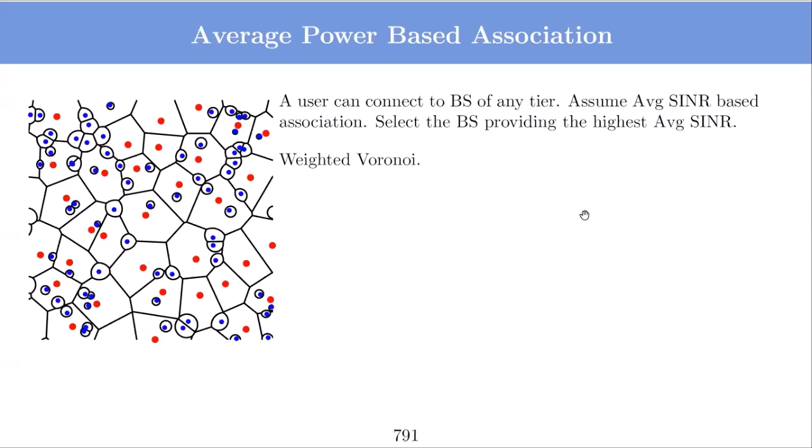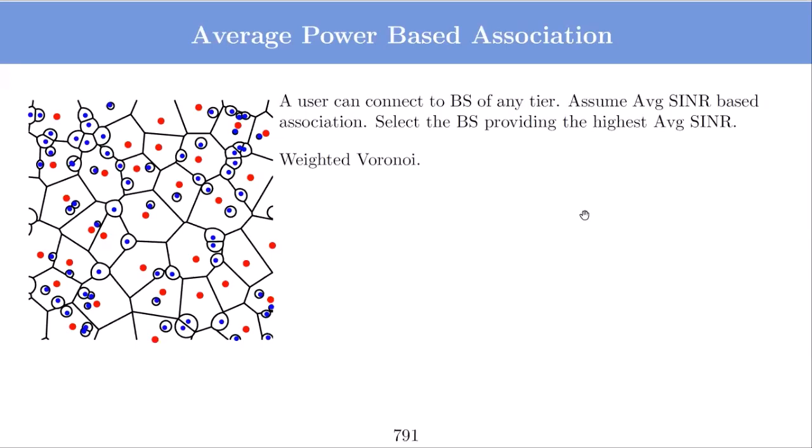So you can think that if there are two base stations, and one base station has 1000 watts and the other base station has 1 watt of power, then even if a user is closer to the second base station, the average power from the first base station can be more because it has a very high transmit power.